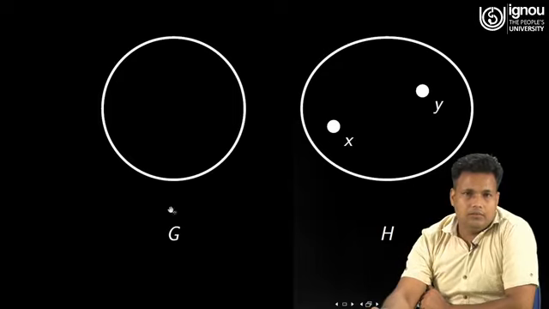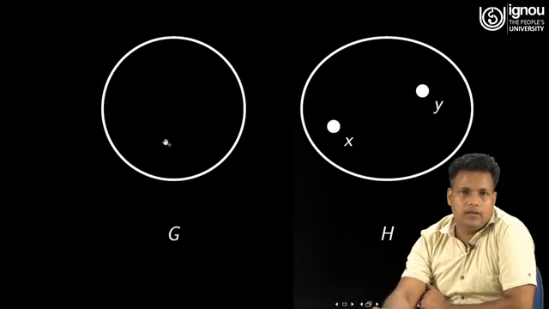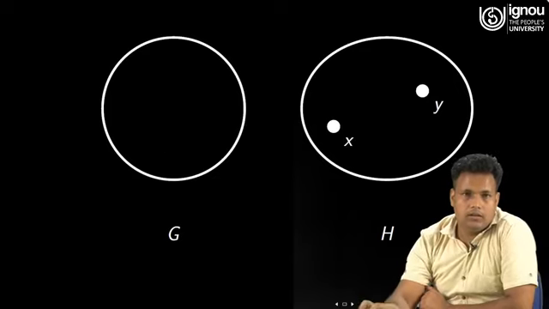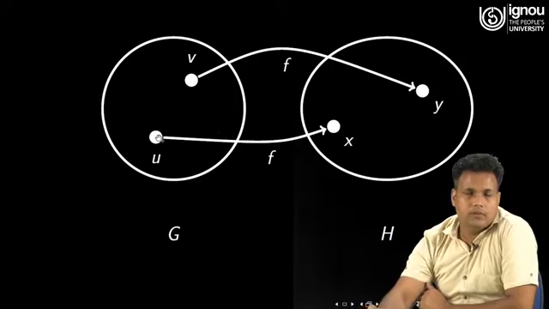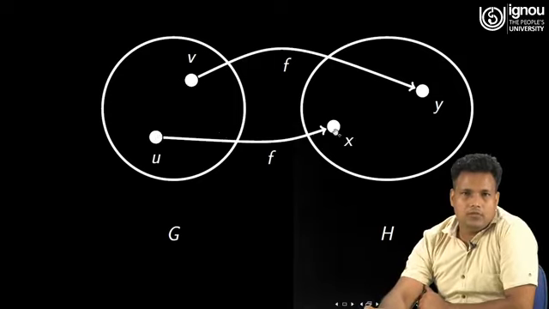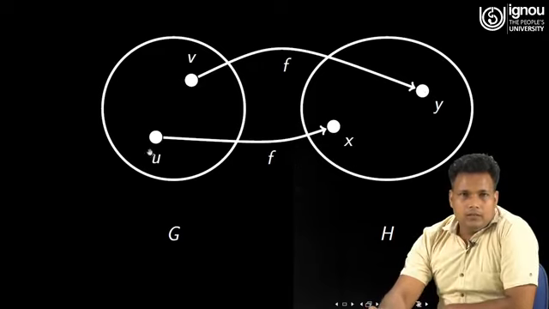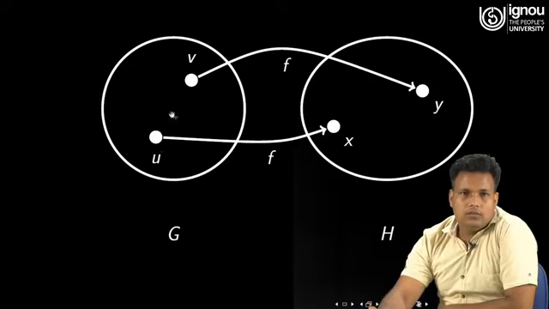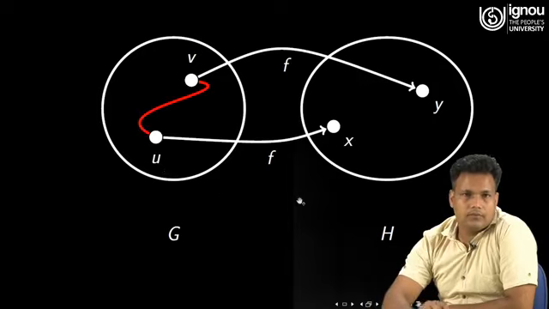Since F is an isomorphism from G to H, there are pre-images of X and Y in G, and let's call these pre-images U and V. That is, U maps to X and V maps to Y. Now G is connected, so U and V must be connected by some path, and using this path we shall get a path joining X and Y in H.